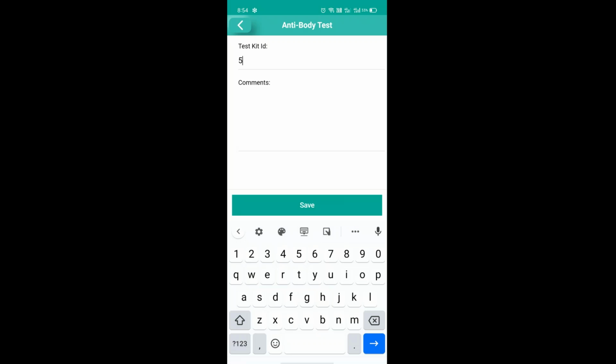Once the identity gets verified, they enter the test kit ID. We also have a barcode option, which I guess is not working right now. We can allow you to scan the barcode of the test kit.